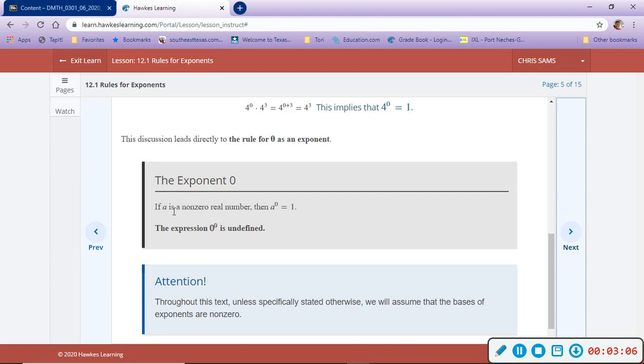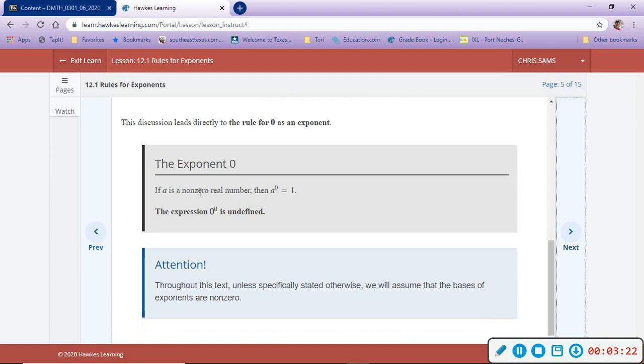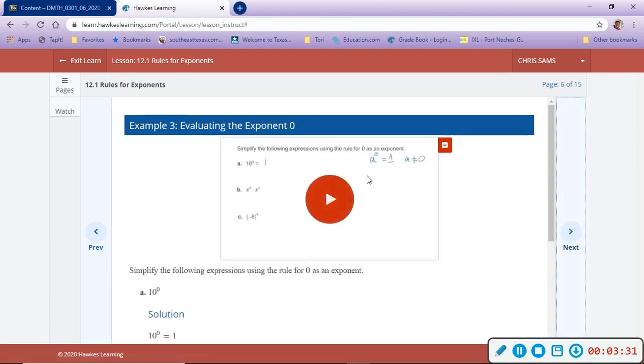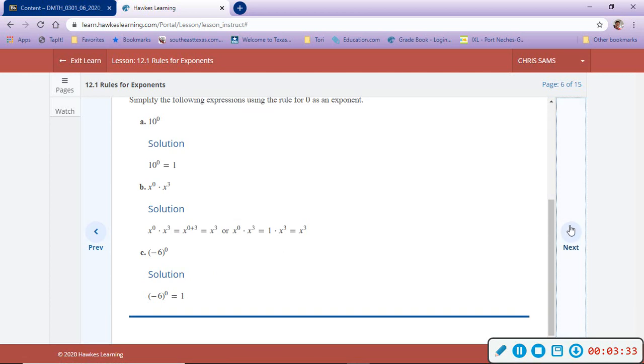Here it is right here. Sorry, I said anything. It has to be a non-zero number. Any non-zero number raised to the 0 power is 1. If you have something like this, 0 to the 0 power, this is undefined. Okay, so be careful of that. So any non-zero number raised to the 0 power is 1. 0 to the 0 is undefined. So here's some examples going through that.